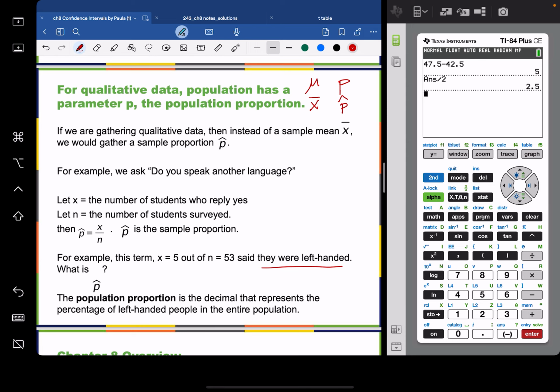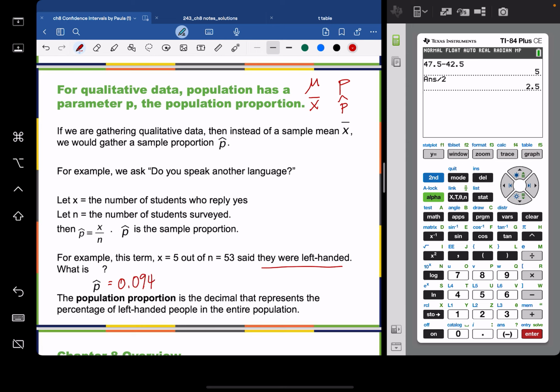So then what would be P hat? So I come over here and I do 5. Oh no, my calculator is malfunctioning. Okay, I'll just do it off to the side. So 5 divided by 53 gives me 0.094. So that's like 9.4%. But P hat is equal to 0.094.